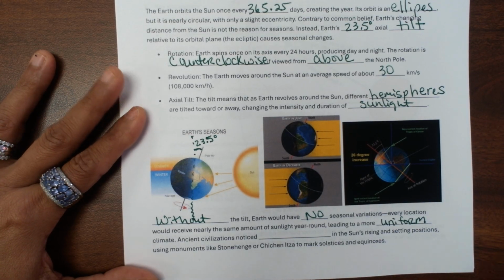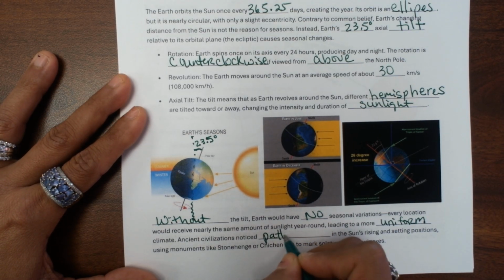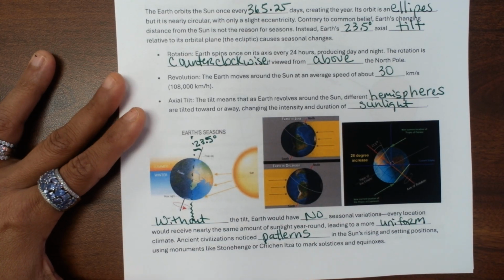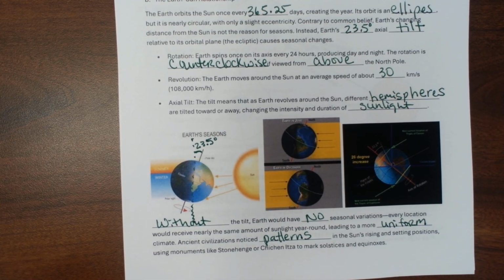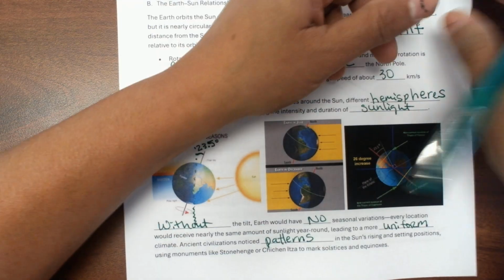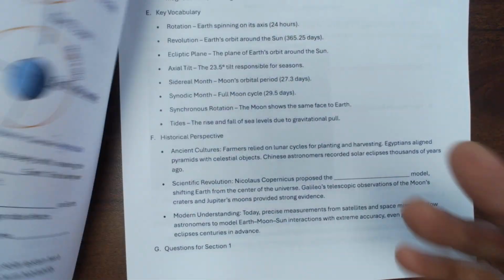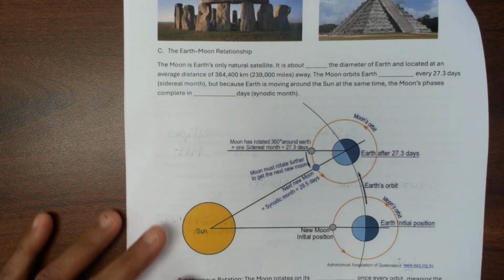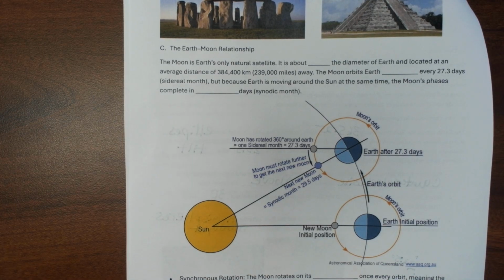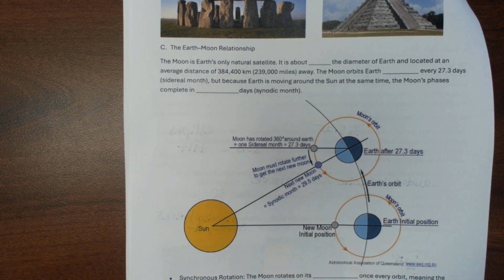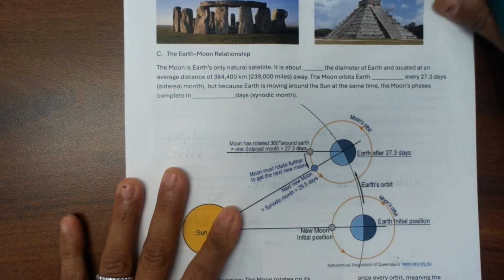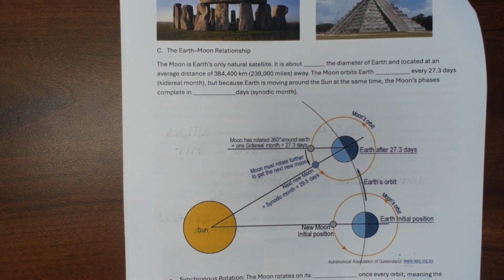Ancient civilizations, it says here, noticed these patterns of the sun's rising and setting positions, and as it continued to change, for us personally, when winter comes, it starts to get darker longer. When summer comes, we have more sun longer, leading to different monuments that they created, showing our seasons.